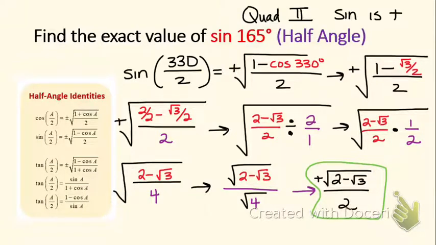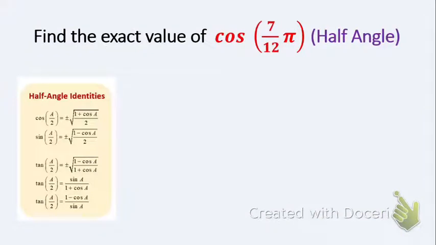All right, last one. Go ahead and copy it down. Again, we're doing half angle, and this time we're going to do cosine 7 pi over 12. So go ahead and copy that down.